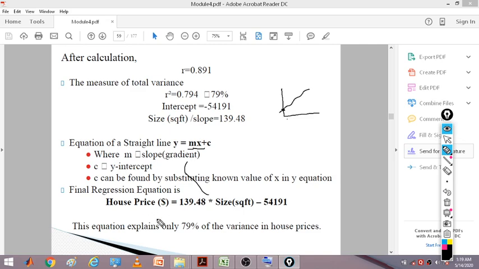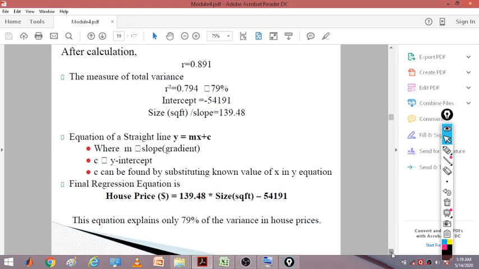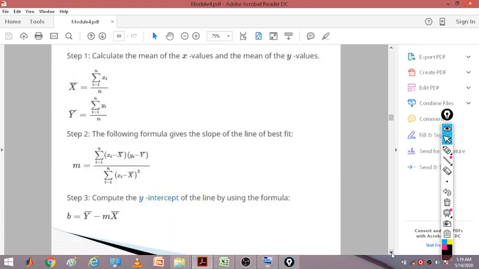So this equation shows that 79% of the variance in the house prices is explained. I'll show you how we actually get these values, how the calculation is done. Here we need to calculate m and the intercept b.